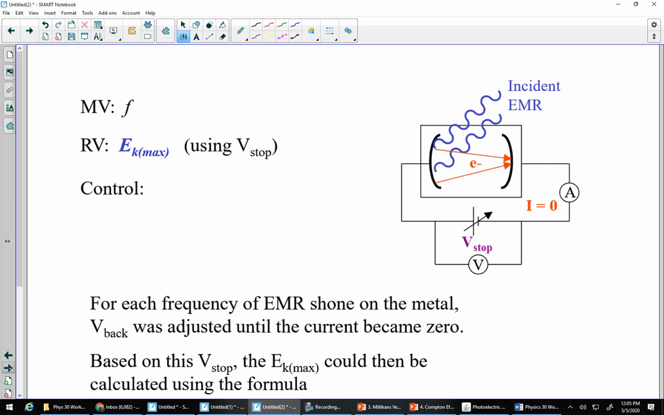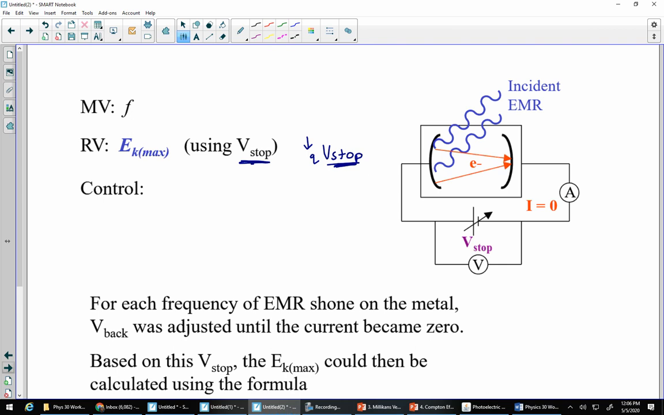Then what he measured was the resulting kinetic energy. Right, so our maximum kinetic energy, and he obviously did this through V-stop because we know EK max is Q times V-stop. So Q is a constant, V-stop is the thing that we actually measure, but he took that one step further and looked at our kinetic energy. Cool. So manipulate the frequency, figure out what the stopping voltage is, and therefore the kinetic energy.